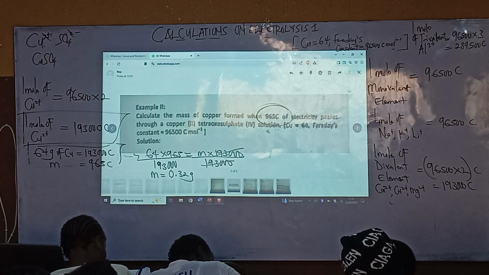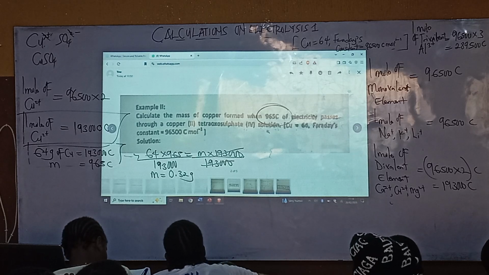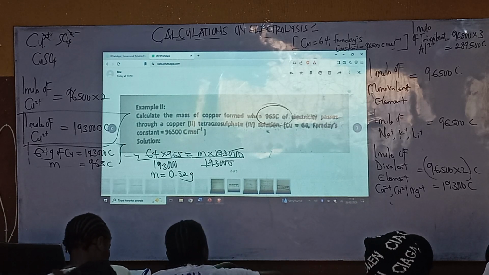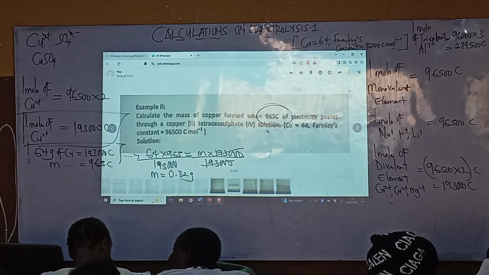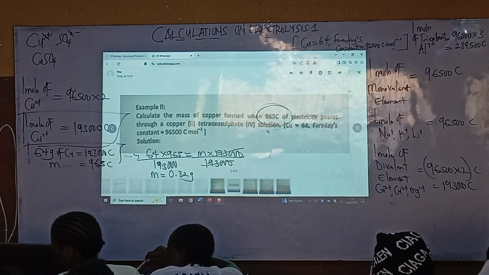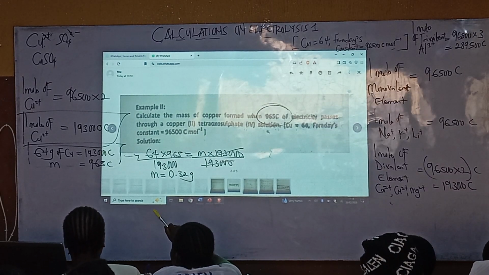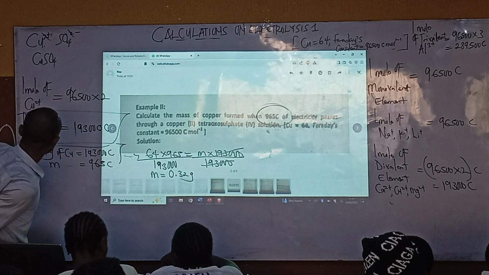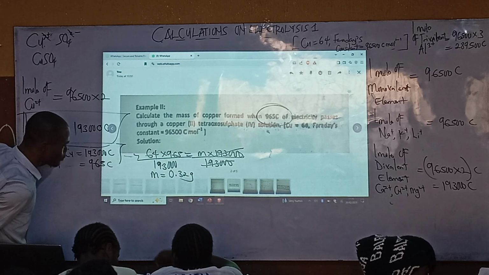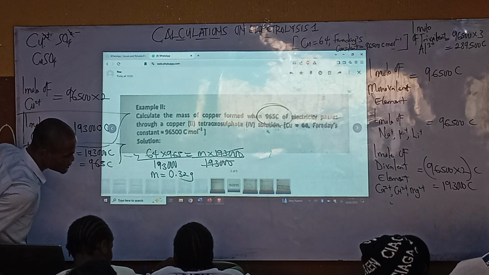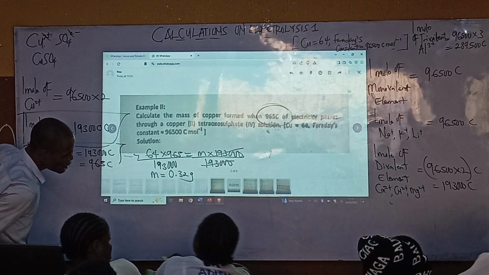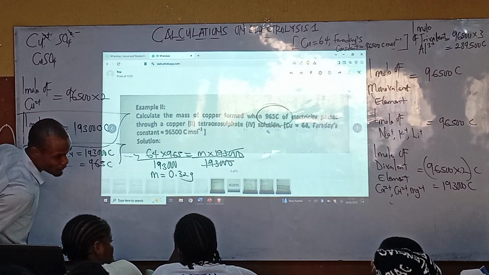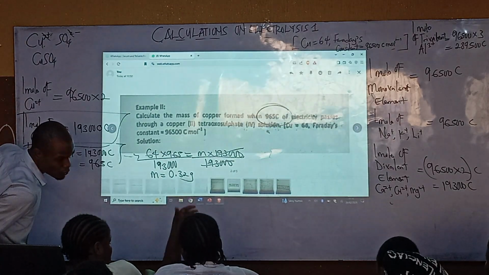If you have any question, let me know, and focus very well. This is the atomic mass of copper. What is the atomic mass of fluorine? 35.5. The atomic mass of fluorine is 35.5.